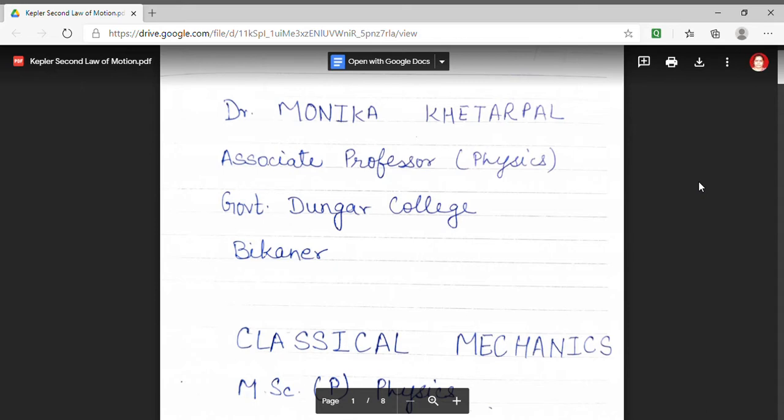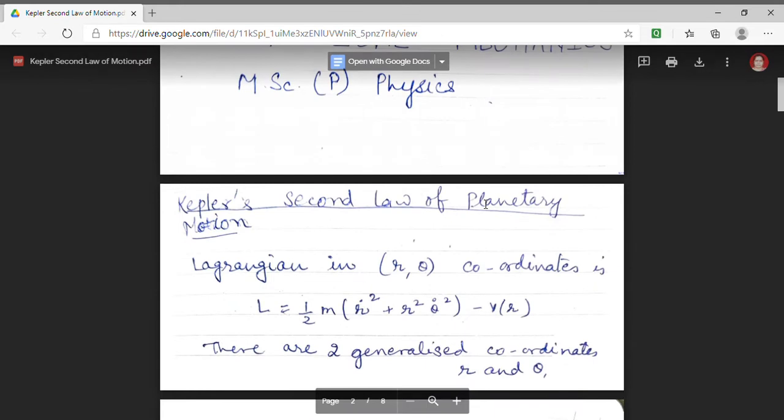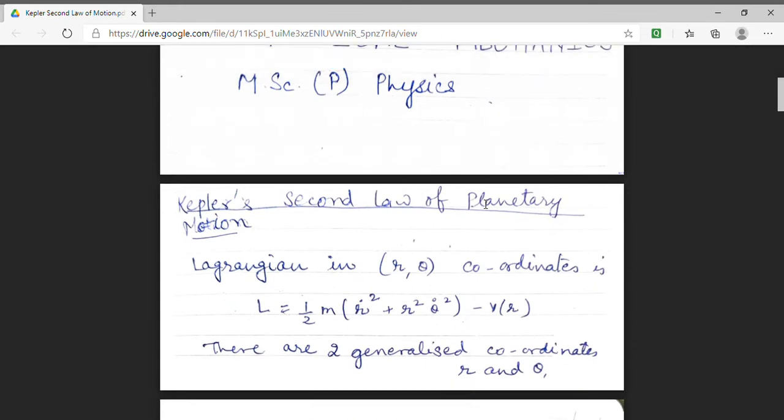I am dealing with the first paper, that is Classical Mechanics. We started section 5 in my last lecture. So today we will discuss Kepler's second law of planetary motion. For this purpose, we will write our Lagrangian in r, theta coordinates. That means we are expressing it in polar coordinates.